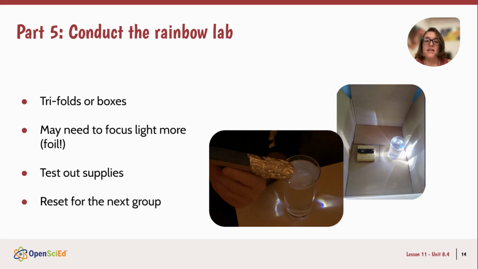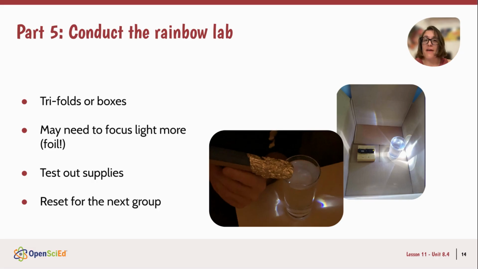Depending on your flashlights, you may need to focus the light more in order to get a really good refraction and see a rainbow. I have found that if you put foil over and cut a slit, it really narrows the beam, and then that refraction is more noticeable. So definitely test out your supplies beforehand so you can anticipate any student problems they may have in terms of not seeing either the rainbow or the dimming of the light when it refracts.